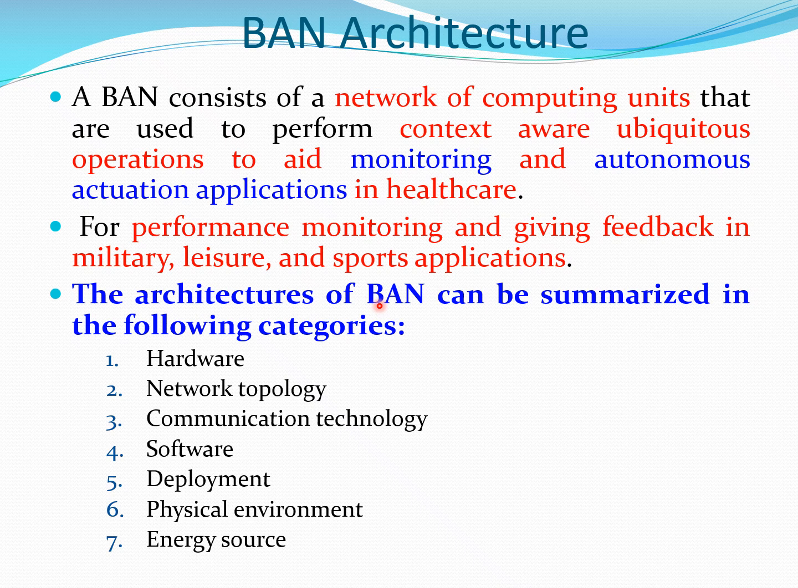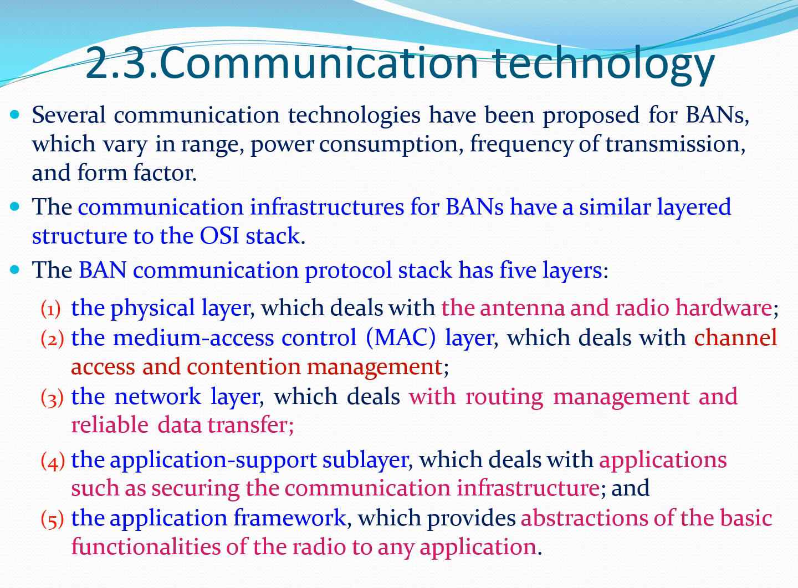The architecture of BAN can be analyzed under 7 subheadings: hardware, network topologies, communication technology, software, deployment, physical environment, and energy resource. As a part of BAN architecture, we have already discussed the basic hardware and the topology. Now the third subheading we have to discuss under architecture is communication technology.